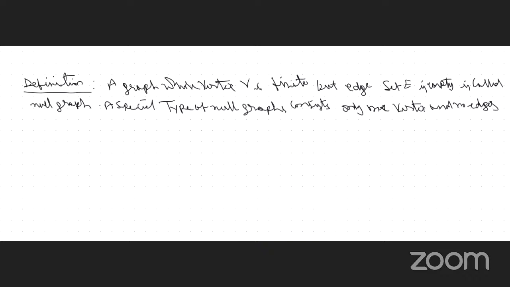For example, V1, V2, V2, V5, V3. These are all null graphs.